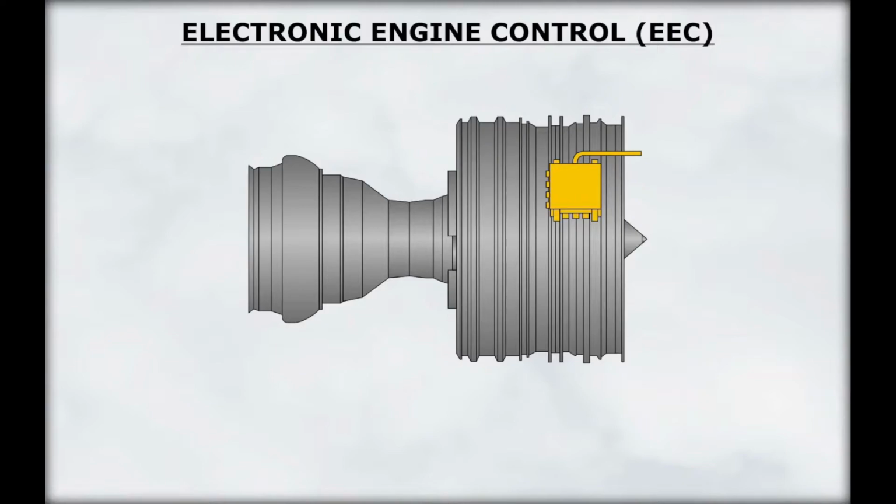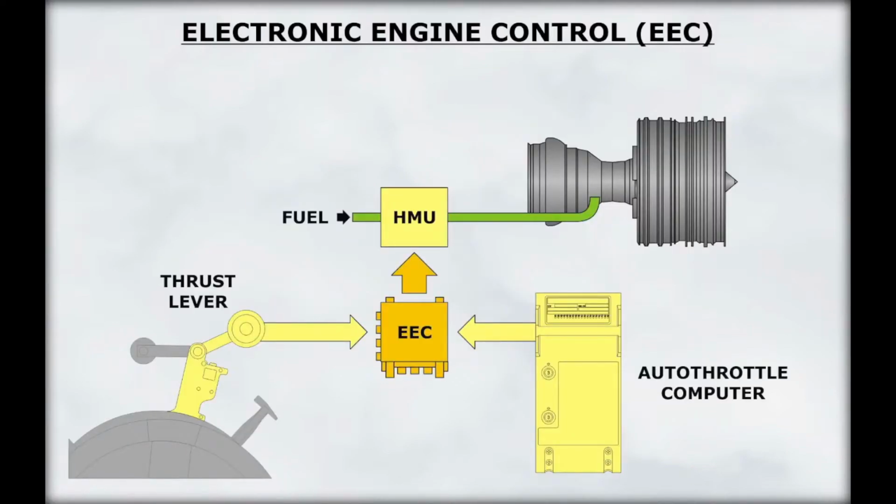The engines are regulated by two dual-channel electronic engine controls, or EECs. There is one EEC for each engine. The EEC uses the autothrottle inputs and the thrust lever position to meter fuel to the engine through the hydromechanical unit, or HMU.